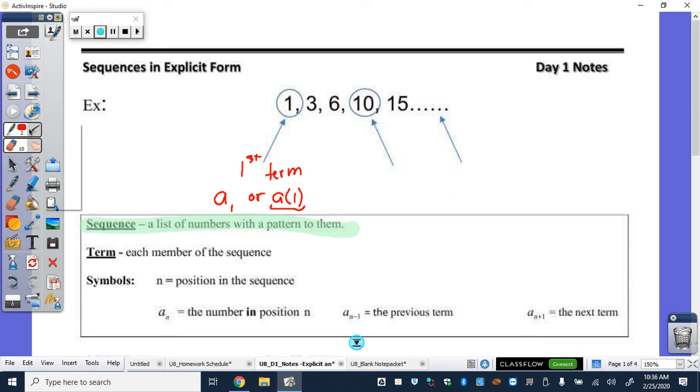Then the number 10 here simply represents our 4th term in our sequence, because it's in the 4th position. So that would be a sub 4, or again, if we were going with our function notation, that would be represented by a of 4. And then all of our dots at the end tell us that this is an infinite sequence.